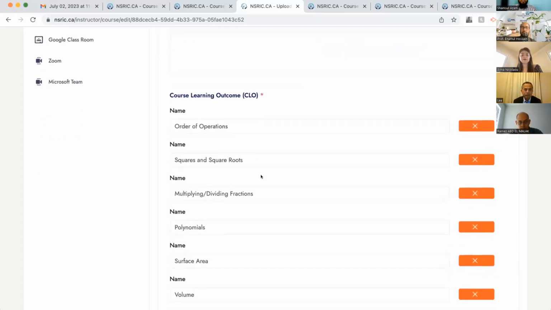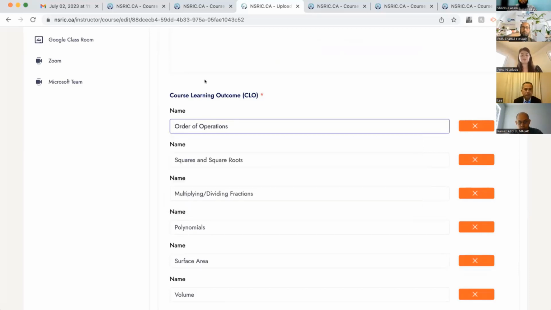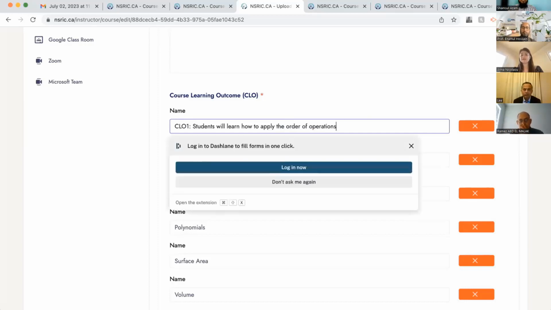Then there's learning outcomes. And actually, this is something that I need to change a little bit. The way course learning outcomes should be is they should be CLO and then the number. So CLO1 for course learning outcome 1. And then they should also be a full sentence. So instead of "order of operations," students will learn how to apply the order of operations when simplifying and solving.